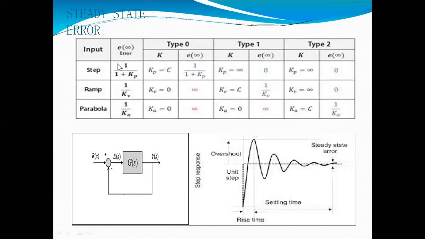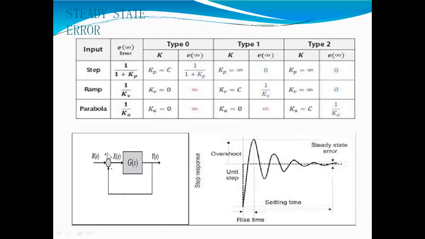Based on the type of the control system, whether it is type 0, type 1, or type 2, all the values obtained for K are different. We will see one by one how the values for type 0, 1, 2 are obtained for this particular Kp, Kv, and Ka. Now look at this figure here.